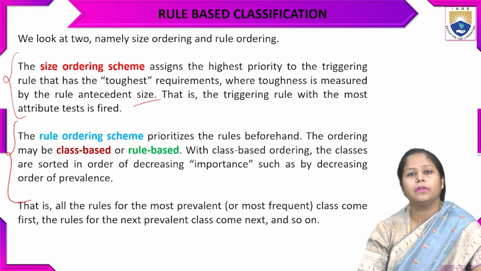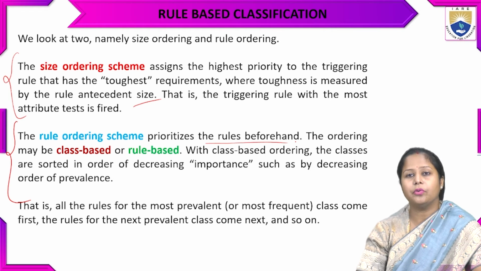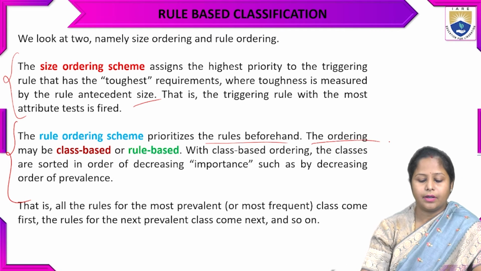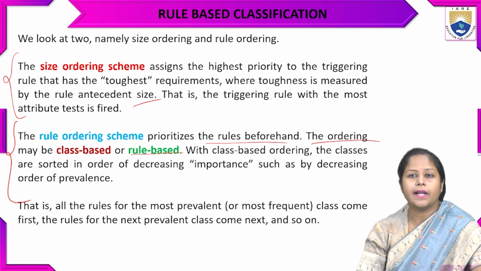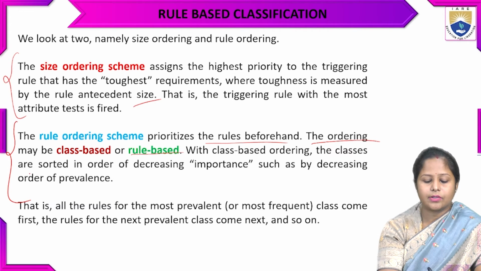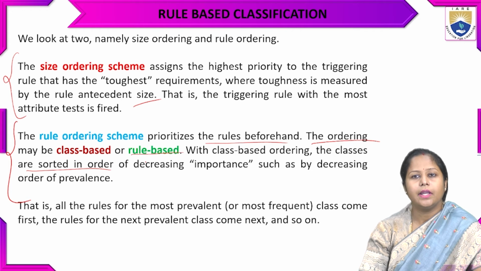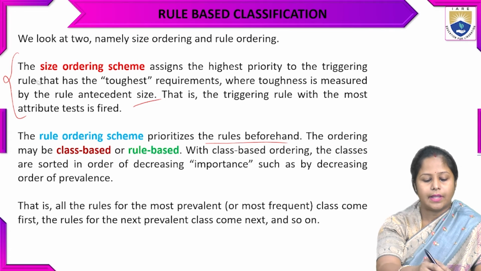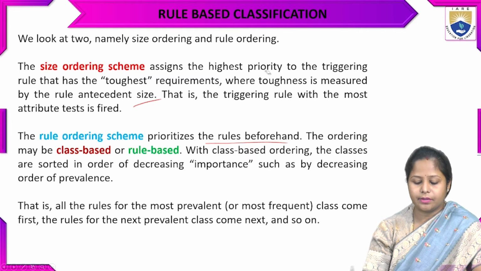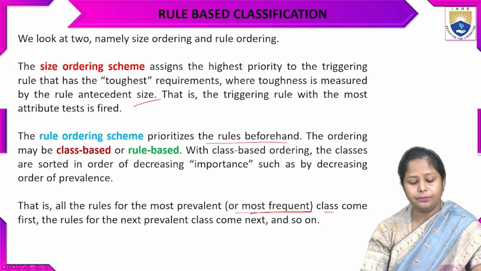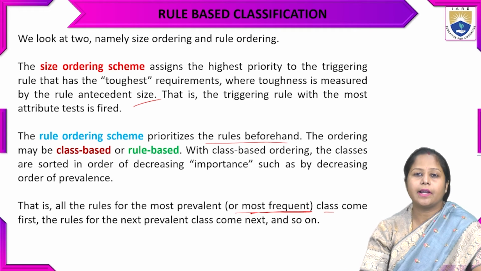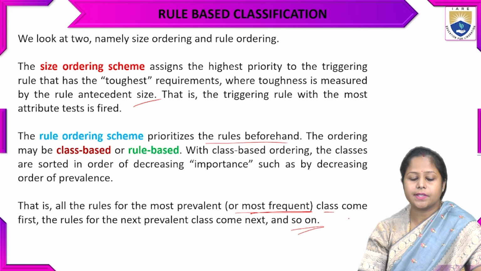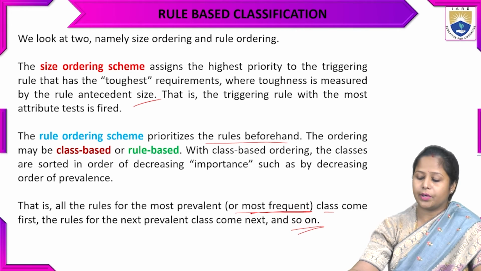In the rule ordering scheme, we prioritize the rules beforehand. The ordering may be class-based or rule-based. With class-based ordering, the classes are sorted in order of decreasing importance, such as by decreasing order of prevalence. That is, all the rules for the most frequent class come first, then the next most prevalent class comes next, and so on. So like this, we obtain the size ordering scheme and the rule ordering scheme.